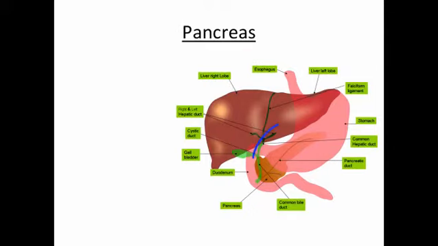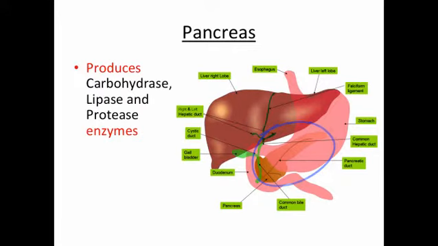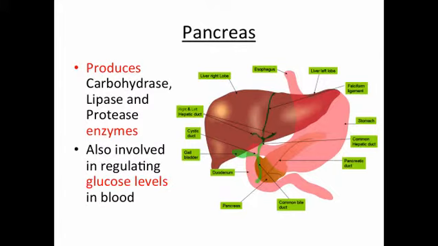Next, the pancreas. The pancreas also produces enzymes and releases those into the small intestine. The pancreas can be described as kind of a leaf or feather-shaped organ. It produces all 3 types of enzymes, carbohydrase, lipase and protease enzymes, and releases them into the small intestine. It is also involved in controlling glucose levels in the blood, and you'll learn more about that in another topic.